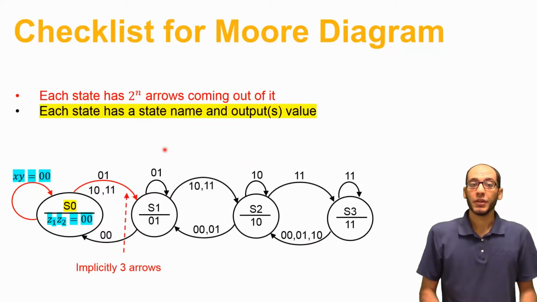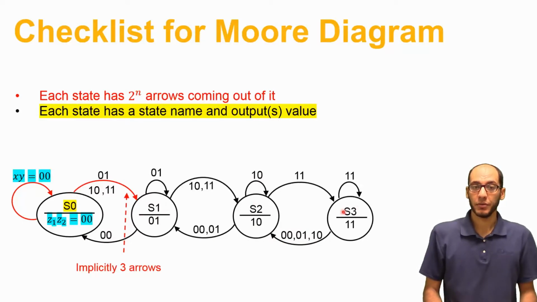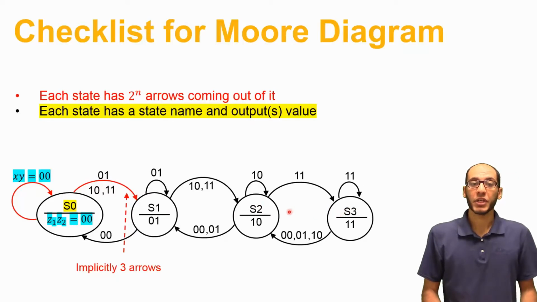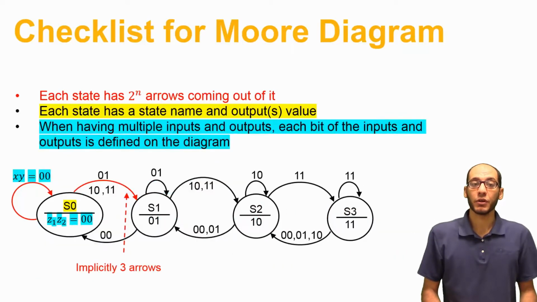Make sure that your states have names, in this case S0, S1, S2, and S3. And then make sure that the inputs and the arrows are well defined on your diagram. Otherwise, we will not be able to understand your state diagram.